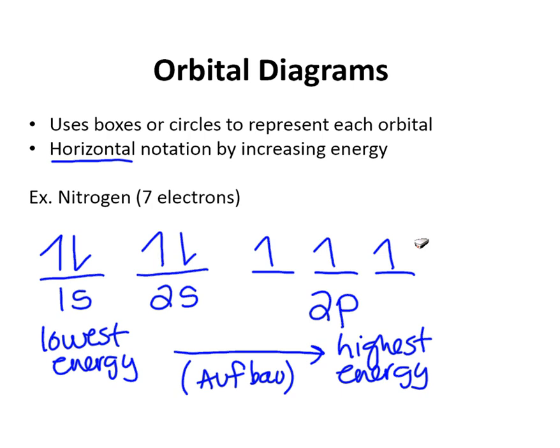And that's what an orbital diagram looks like. Horizontal, fill up the orbitals, pair them up as they fill up, and half fill them and then continue filling them as needed.